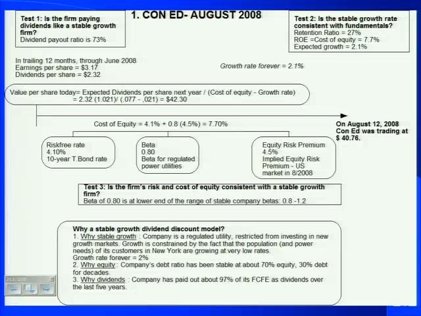So the payout ratio is okay. The growth rate looks okay given its return on equity and retention ratio. And the beta of 0.80 seems like a stable growth company. So I can use the numbers. So here's what I used to value the company.